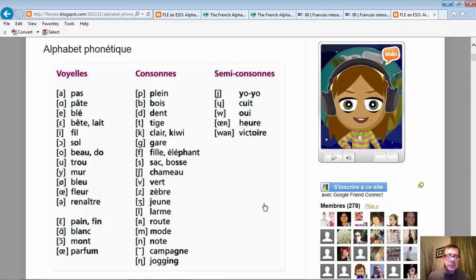N, n, nut. And next one is like the ñ in Spanish. Compagne, ñ. It makes a ñ sound. And next one is like ing in English. We have that too. Jogging. And then les semi-consonnes, les semi-voyelles, whatever you want to call them. First one is yo, like yellow.